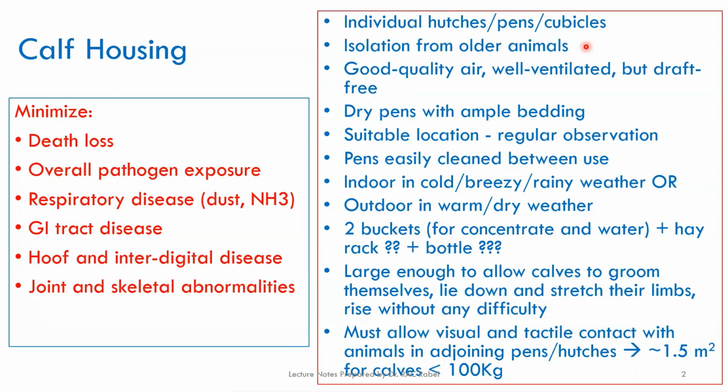But separating the calf from the mother and then keeping them one wall away from the adult barn is no good, because if the adults are in the vicinity, the calves will get exposed to all the germs and pathogens from the adult population. So you have to make sure that it is isolated from the older animals. And of course, you have to have proper ventilation, good quality air.